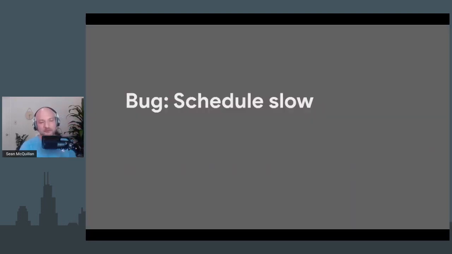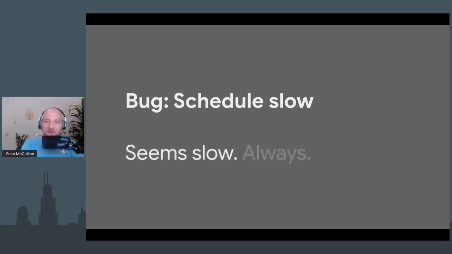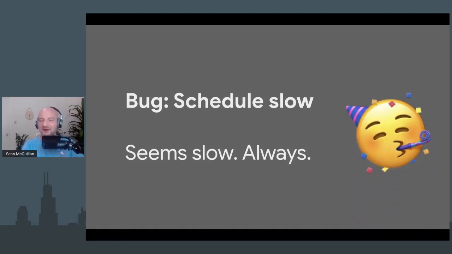I get another bug report from my product manager. This bug says that the schedule is slow, and it seems slow. The product manager this time tells us it always seems slow, which is a party. That's amazing. I love it when things are always slow because that makes it so much easier to figure out what's going on. Now, since this is a Kotlin section, let's think about some of the things that we might be looking for in Kotlin-related performance problems.